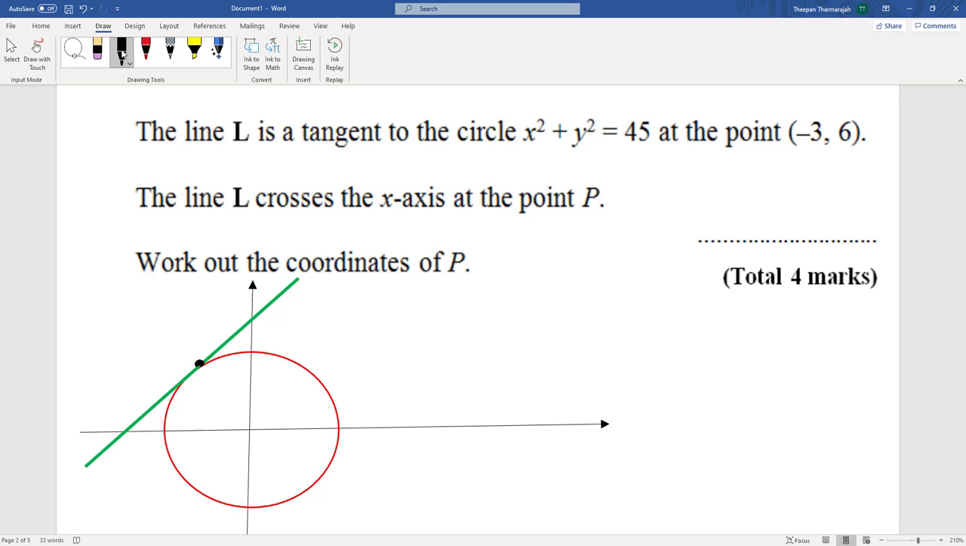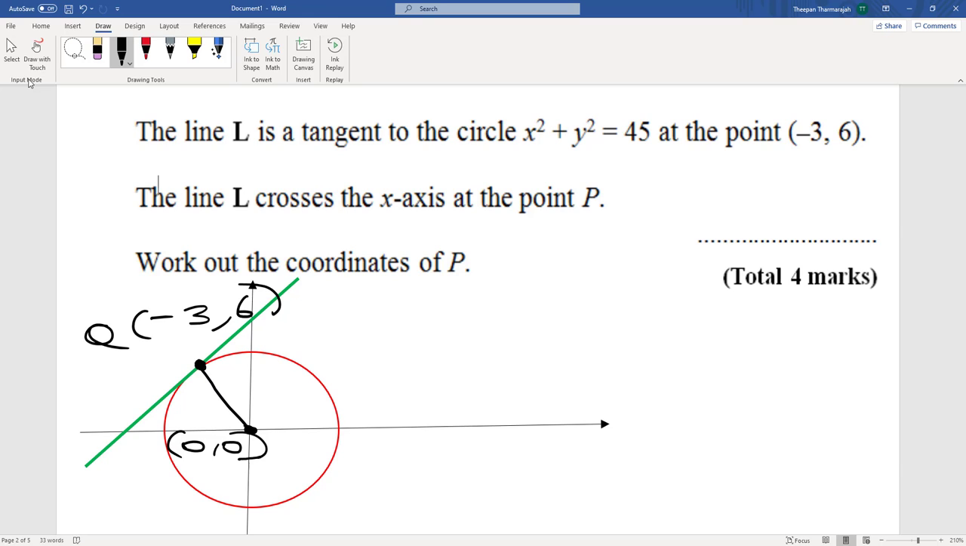So we're going to mark a coordinate here, and we're going to call that the point Q. Now this Q is minus 3 and 6. That's the point that meets the circle and it meets the tangent line. Now when it's written in this form, x squared plus y squared equals a number, we always assume, especially at GCSE, that the center of the circle is always centered about 0, 0. 0 for x, 0 for y. So we draw in the radius from the point Q down to the center.